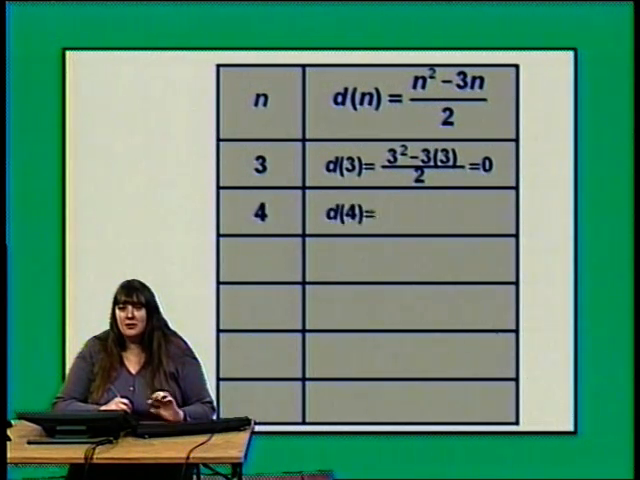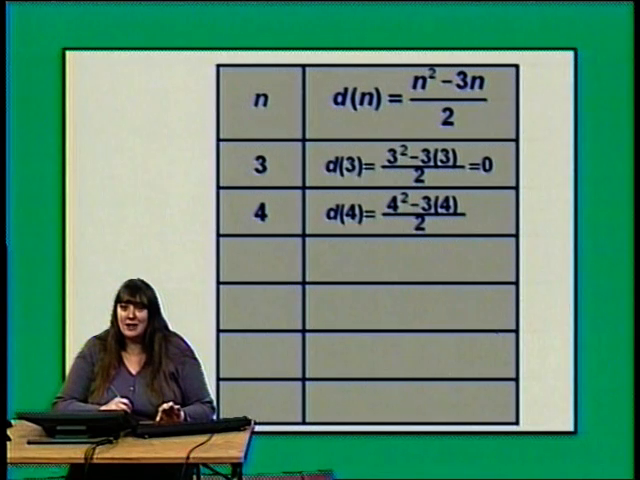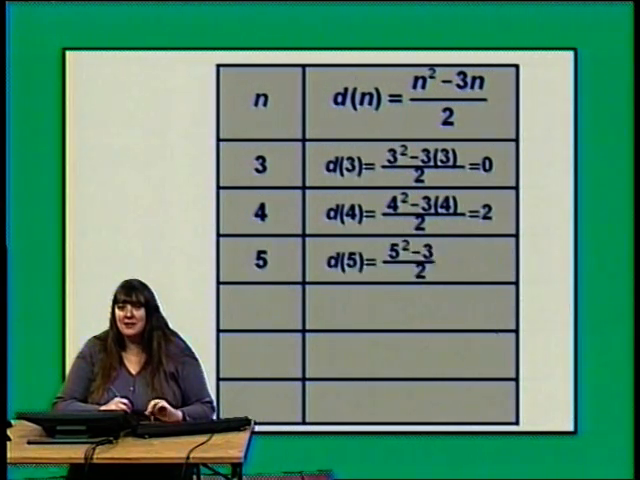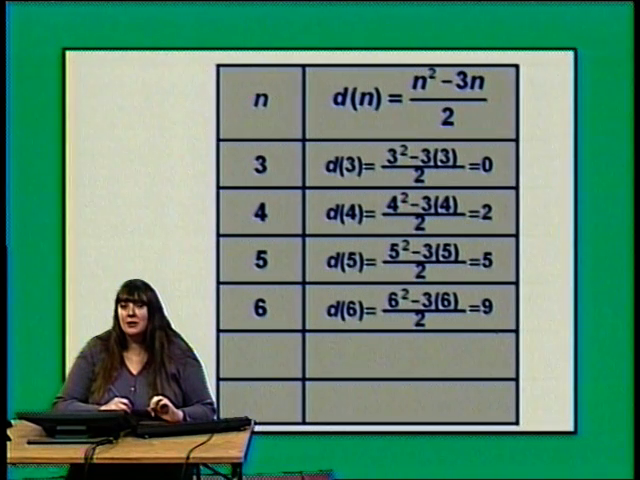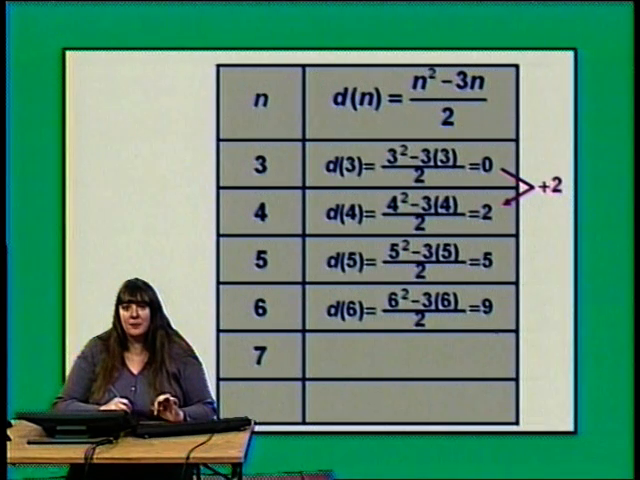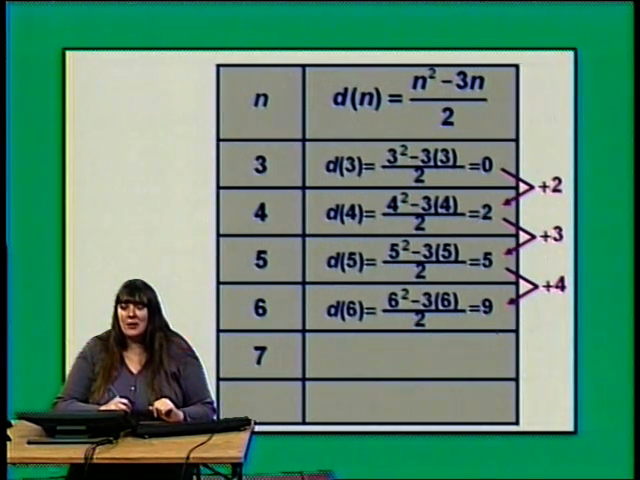When n is 4, d of 4 is 4 squared minus 3 times 4 divided by 2, which is 2. When n is 5, d of 5 simplifies to 5. When n is 6, d of 6 simplifies to 9. Now, before I actually compute d of 7, I want to look for a pattern in this table. To get from 0 to 2, we add 2. To get from 2 to 5, we add 3. To get from 5 to 9, we add 4.